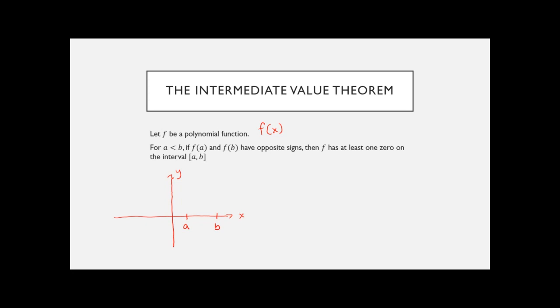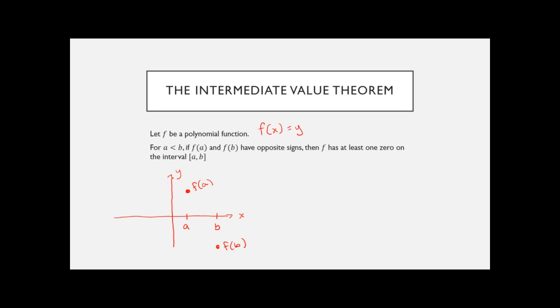So we have a less than b, and it says f of a and f of b have opposite signs. So f of a and f of b are the y values, because when you have a function, your f of x is the y. So we're saying if the y values have opposite signs, so one is positive, one is negative. Let's say one is up here and one is down here. So we've got f of a and f of b, and they've got opposite signs. Then f has at least one zero on that interval from a to b.